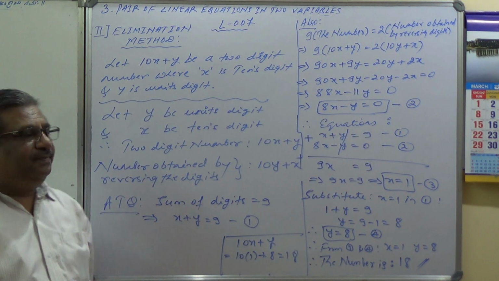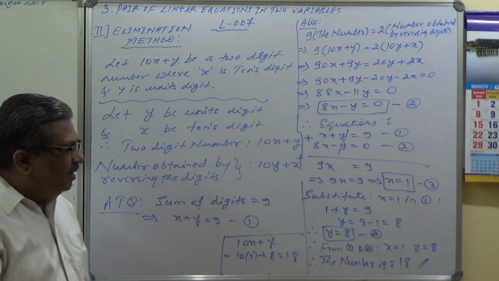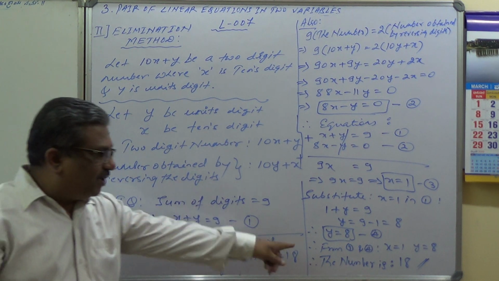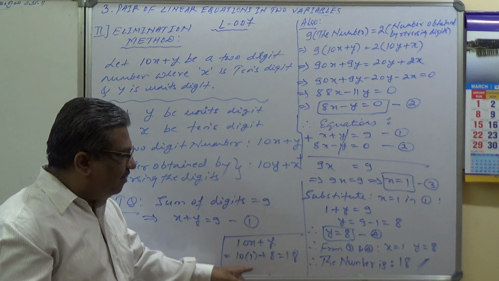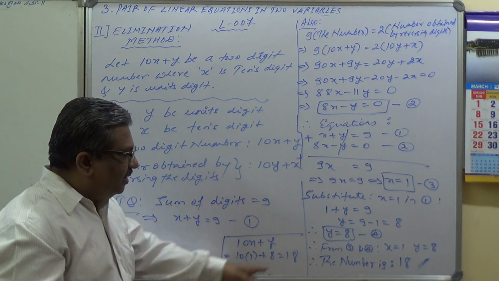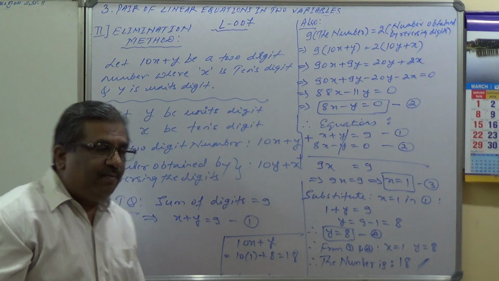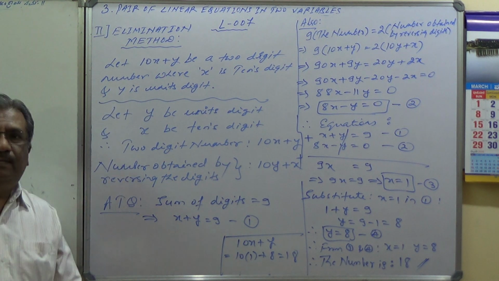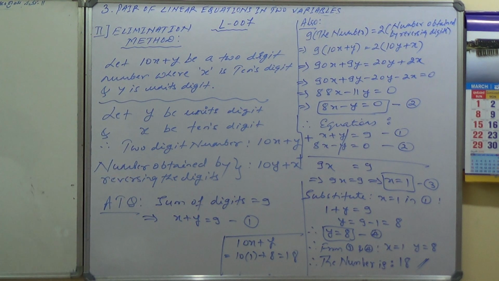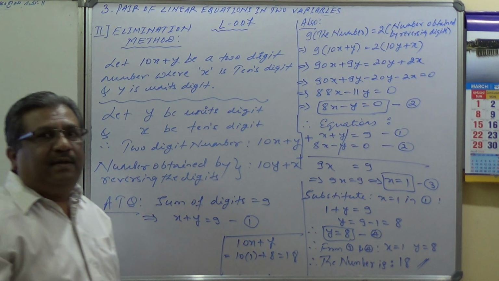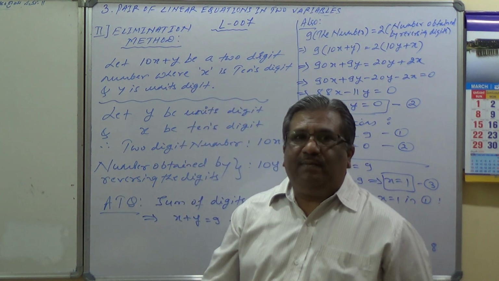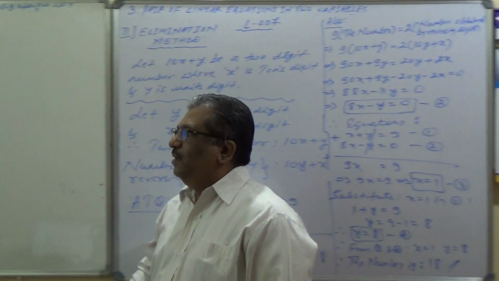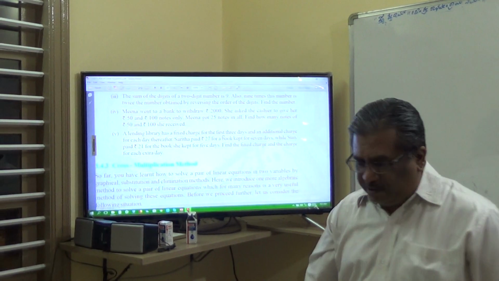Is it very clear? So the number is 18. This workout I have done over here. Finally, I substituted the value of x and y in the two-digit number and therefore I obtained it as 18. Please note it down. Now, I'll take up the next question. Meantime, you have a look at the next question and I'll clear the board.